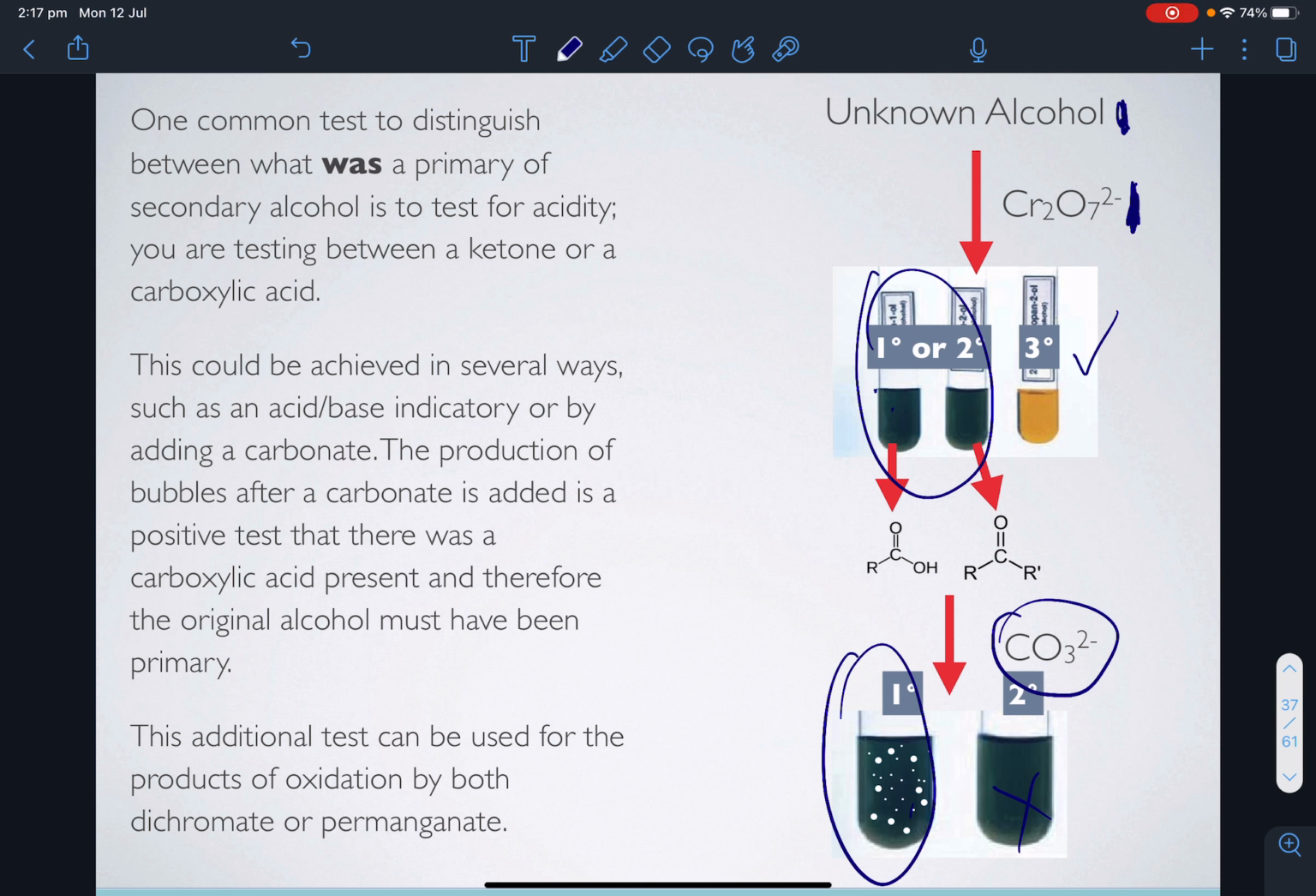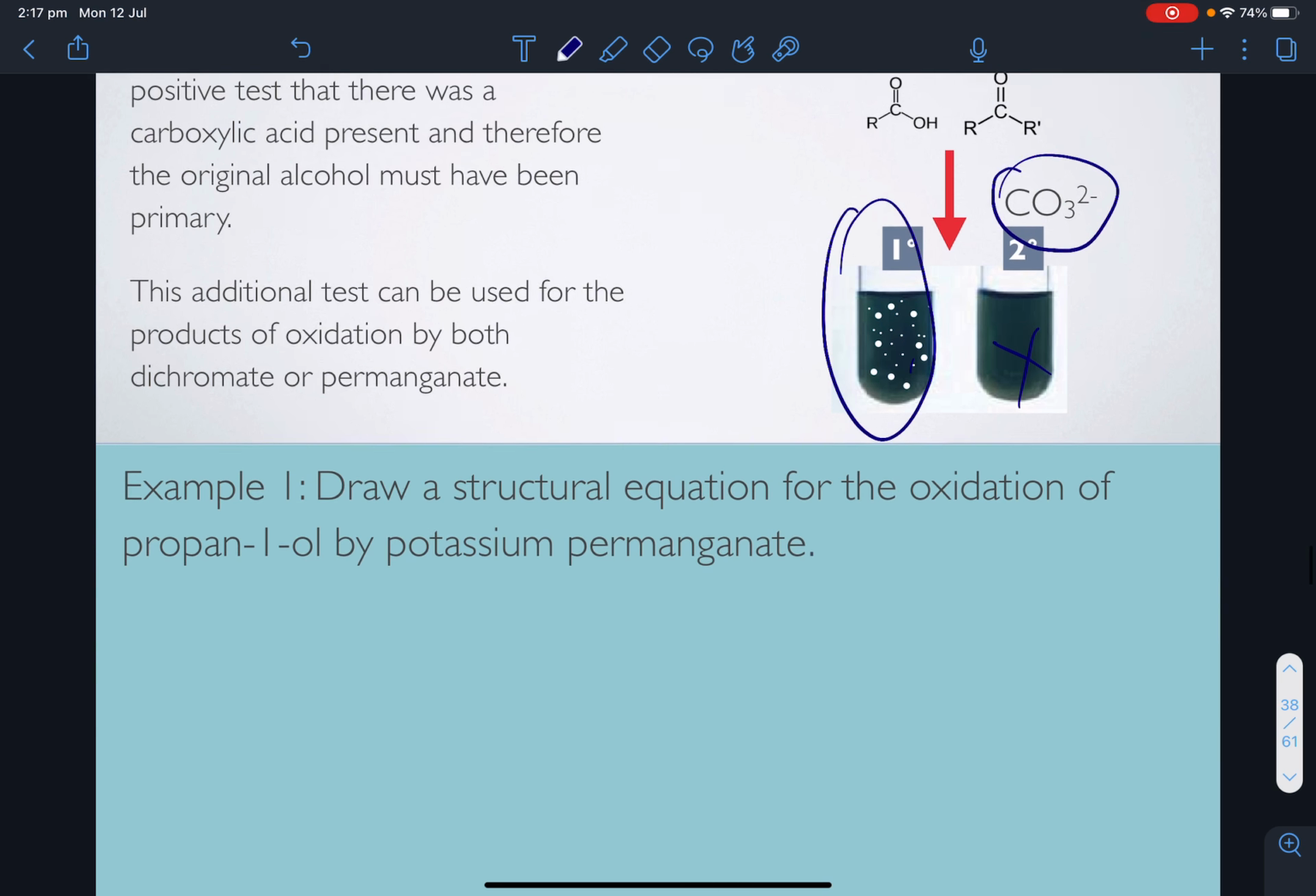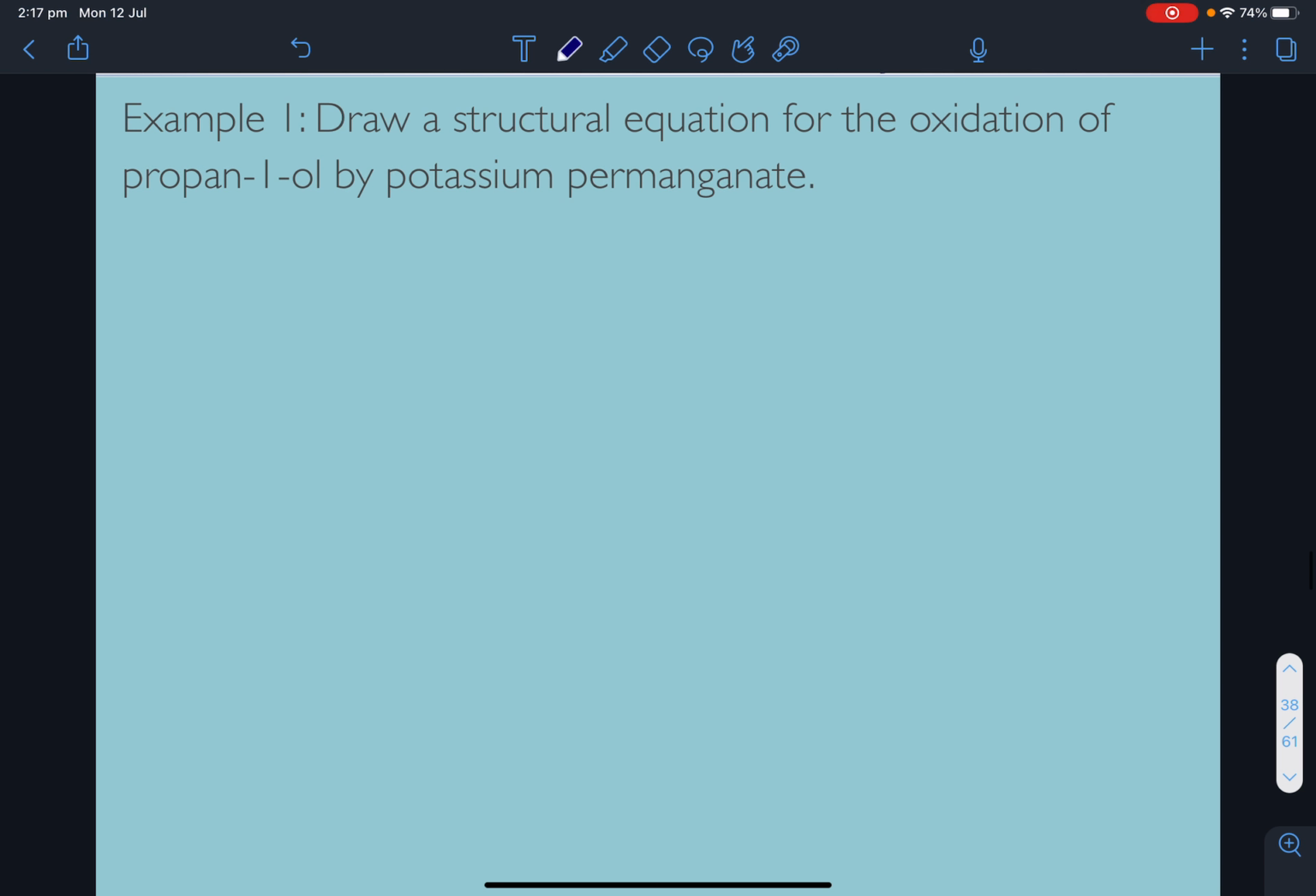Sodium carbonate solid was added to the mixture afterwards and it was observed that bubbles formed, or it was observed that no bubbles were formed. That's the best way that comes up in exams about finding out whether something was a primary or secondary alcohol before it got oxidized. All right, let's do a few examples. That's all the theory that we've got for our oxidation of alcohols.